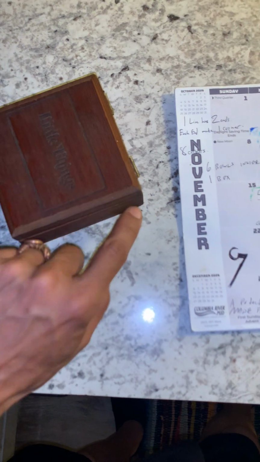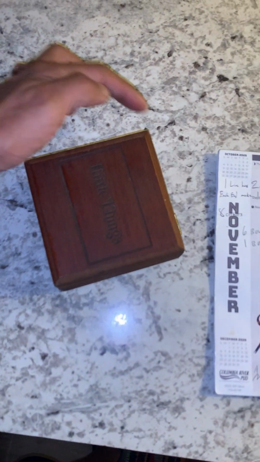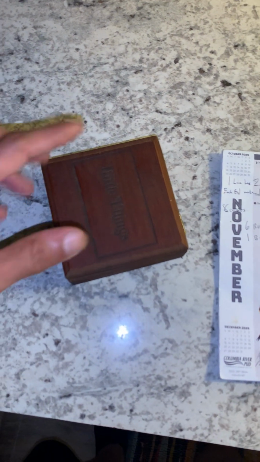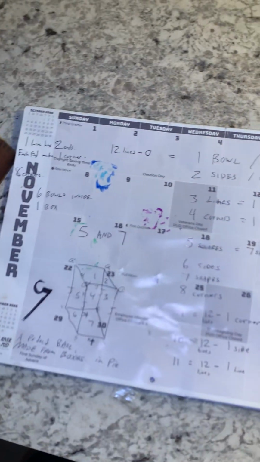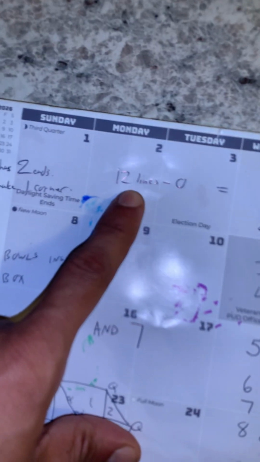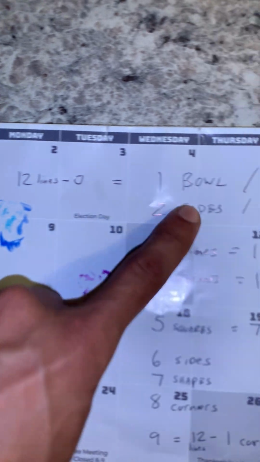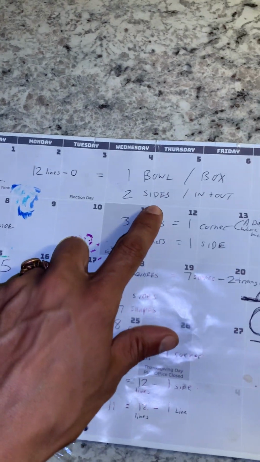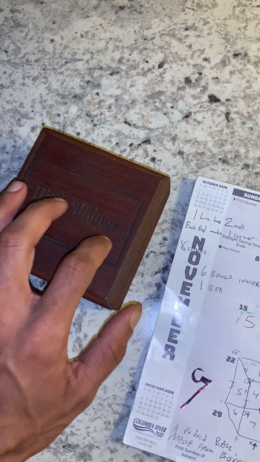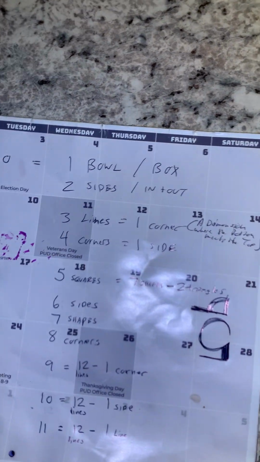4, 5, 6, 7, 8, and then on the bottom 9, 10, 11, 12. Okay, so 12 lines minus 0 equals 1 box. Okay, so this is one box. And what is this? 12 lines minus 0. Okay, what is 2? The inside of the box, and then the outside. Those are the two sides.